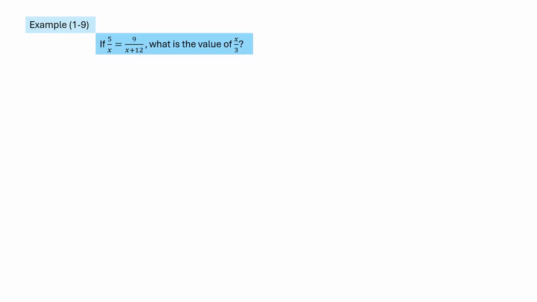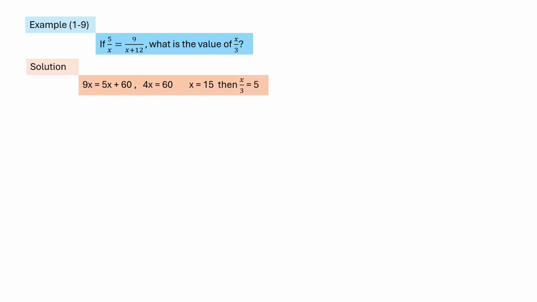Example 1.9. This is a famous question on the SAT. If 5 over x equals 9 over x plus 12, what is the value of x over 3? Do cross multiplication. So 9x equals 5x plus 60. Solve for x, x will be 15. So divide the answer by 3 to get 5, the final answer.